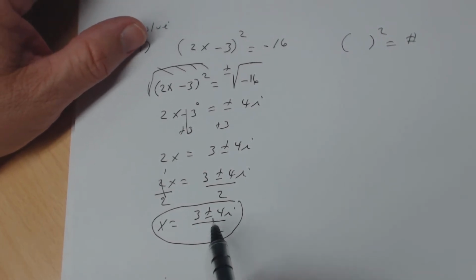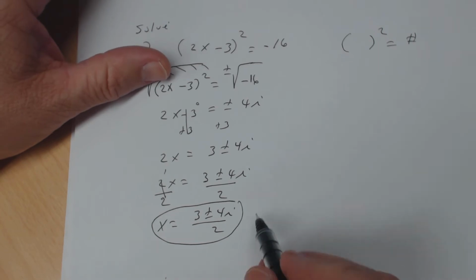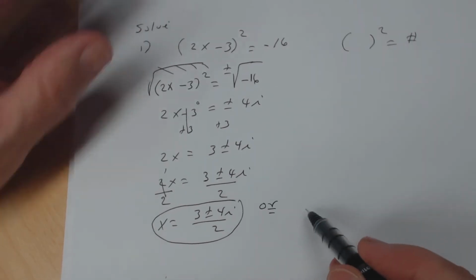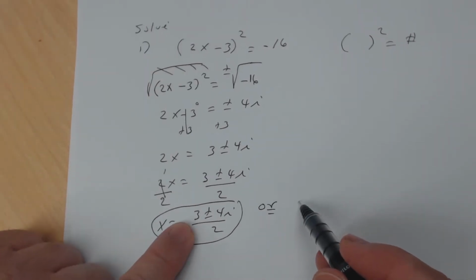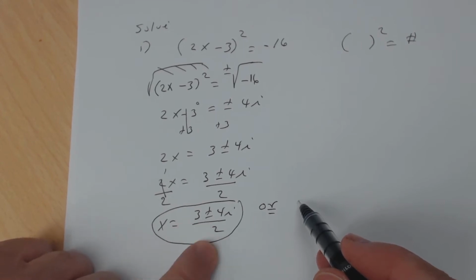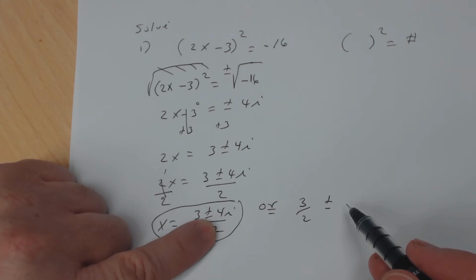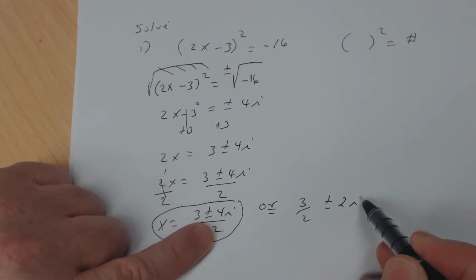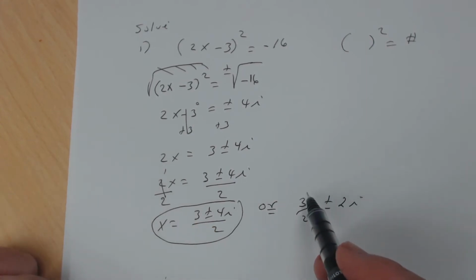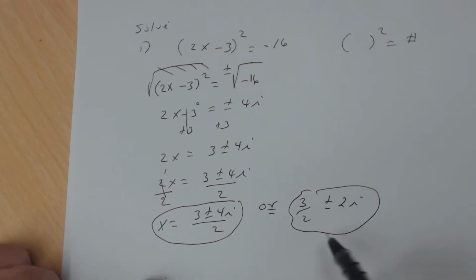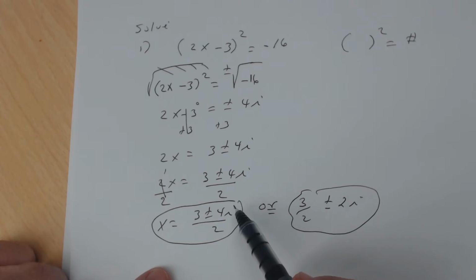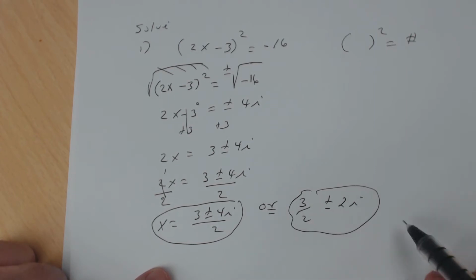But this is in compact form. So another way of writing it is this. You can write it as 3 divided by 2, plus or minus, and then 4 divided by 2 is 2, so you get plus or minus 2i. So that's another way. All these are correct mathematically. 3 divided by 2, plus or minus 4 divided by 2, which is 2, so that's where we get this 2, and I get 2i.